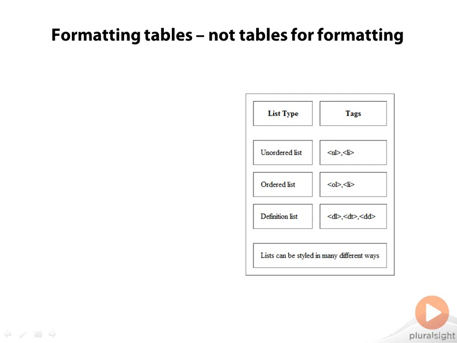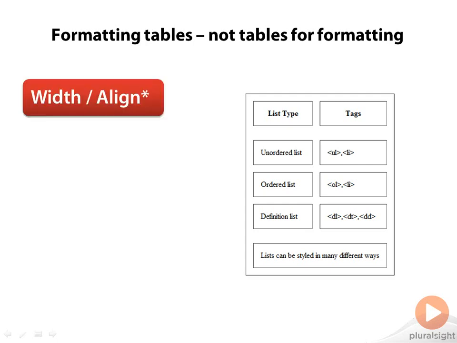You're going to want to use divs or other block elements and style sheets to lay out your pages. So we're going to focus on tables and how we can format them, not how to use them for formatting. Now we have our table here, and one of the things we may want to do is control the width or the alignment. The width is going to be by default based on how much content you have in that table. We've seen in our examples that the table is as wide as it needs to be to display the content.